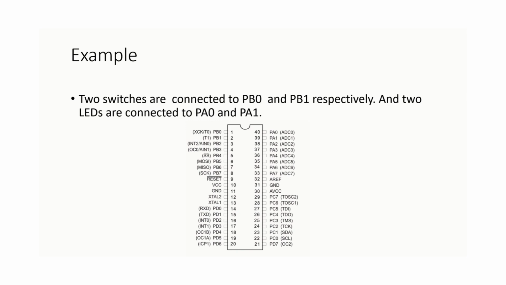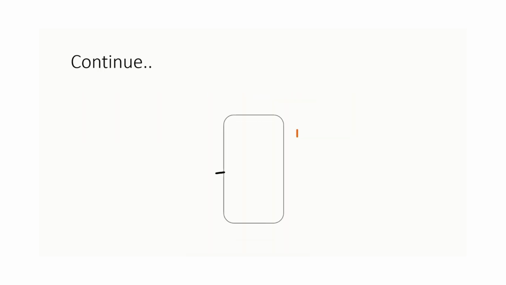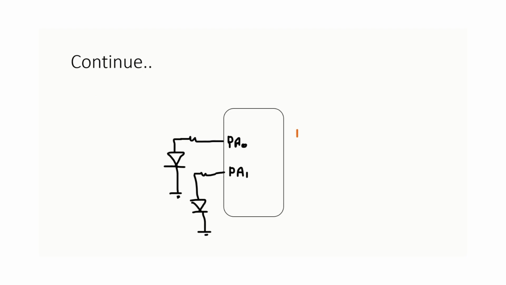Here PB and PA are ports of the microcontroller, and PB0 and PB1 are pin number 0 and pin number 1 of port B. PA0 and PA1 are pin number 0 and pin number 1 of port A. LED 1 is connected to PA0, LED 2 is connected to PA1, and the switch S1 is connected to PB1 and S2 is connected to PB0.